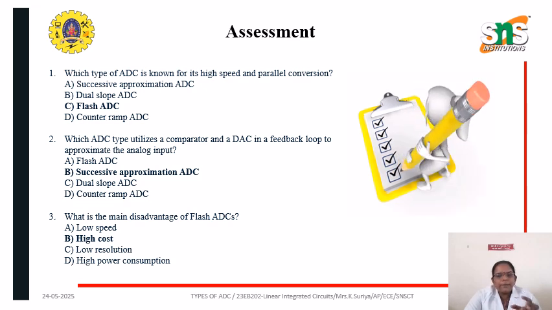Which ADC type utilizes a comparator and a DAC in a feedback loop to approximate the analog input? As we saw in the block diagram, the successive approximation ADC uses a comparator in the feedback loop to compare. Next one is, what is the main disadvantage of the flash ADC? The main disadvantage here is high cost.